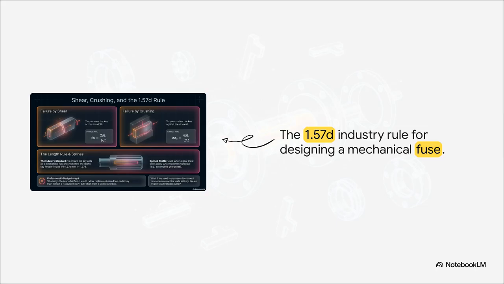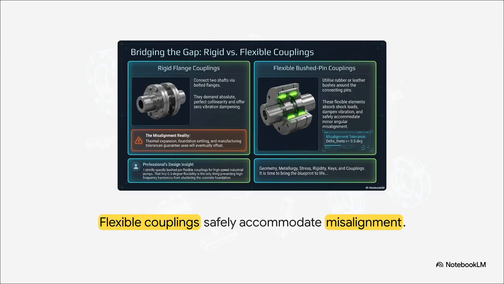Talk about a lifesaver. Now, what about connecting two entirely separate machine units together permanently, like an electric motor to a hydraulic pump? For that, we use couplings. The harsh reality of engineering is that perfect alignment is a total myth. Thermal expansion and foundation settling guarantee it.